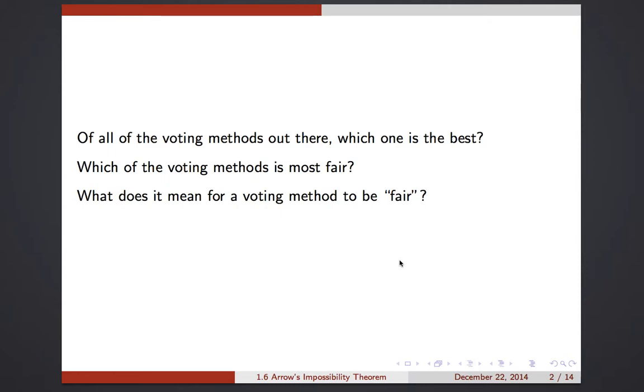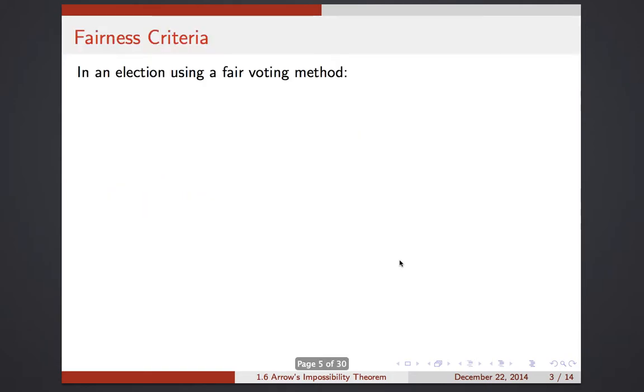So he didn't give a complete definition of fairness. He said, well, if a voting system is going to be fair, here are 4 things that need to happen. So here are the 4 things that he came up with that are pieces of fairness.